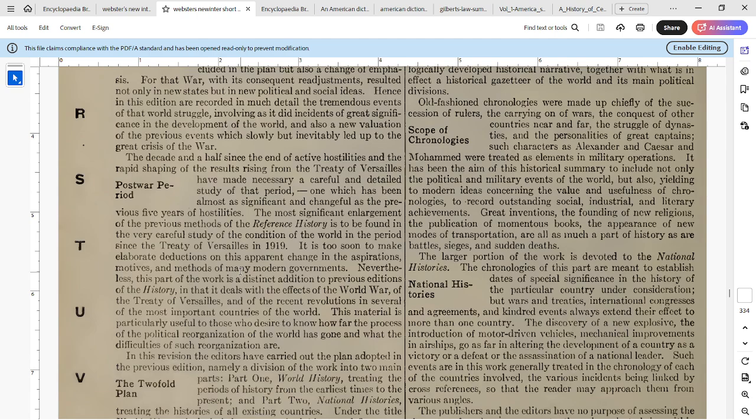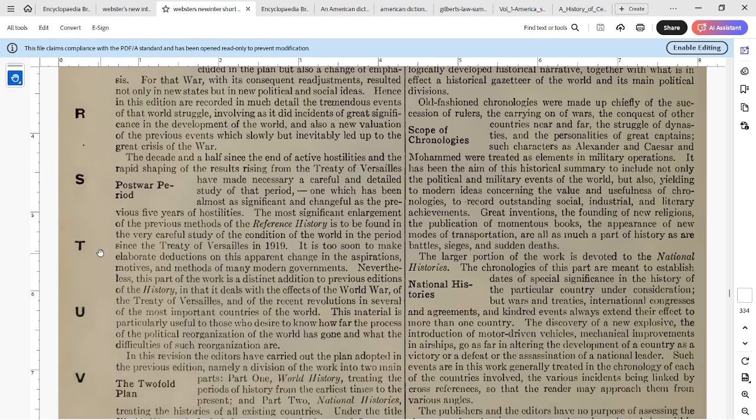The decade and a half since the end of active hostilities and the rapid shaping of the results rising from the Treaty of Versailles have made necessary a careful and detailed study of that period. So this is the post-war period, one which has been almost as significant and changeful as the previous 5 years of hostilities. The most significant enlargement of the previous methods of the reference history is to be found in the very careful study of the condition of the world in the period since the Treaty of Versailles in 1919.